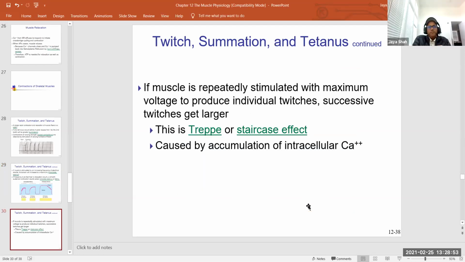Okay. So if a muscle is repeatedly stimulated with maximum voltage to produce individual twitches, successive twitches get larger, and this is called treppe, or the staircase effect. This is caused by accumulation of intracellular calcium. Like you are building, you are not letting the calcium go back. So you have tetanus, and if you give even stronger stimulation, then you have stronger and stronger contractions, like the staircase effect, and that is called treppe.